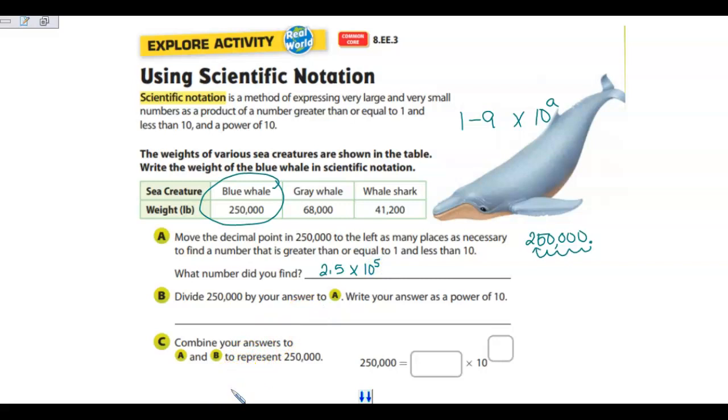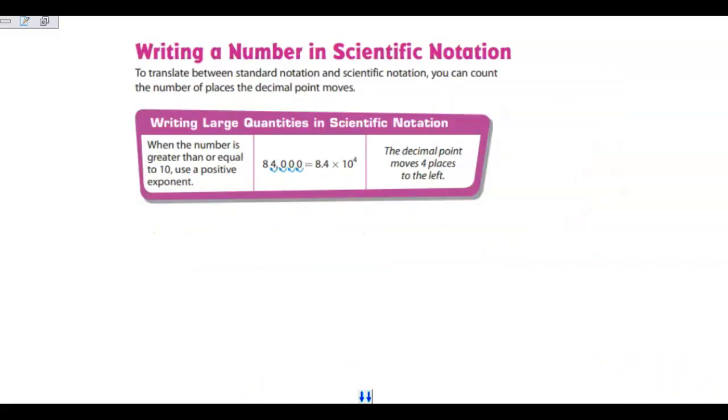Okay? We're going to go ahead and move on. It says the decimal place moves 4 places to the left on this one. So that means that's your exponent. So the number of movements is your exponent.